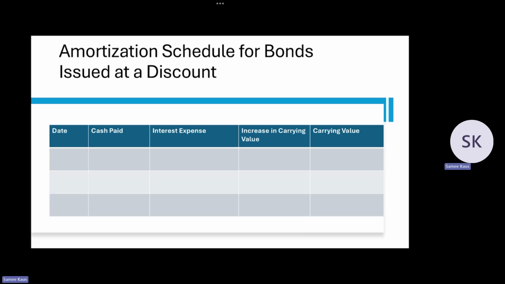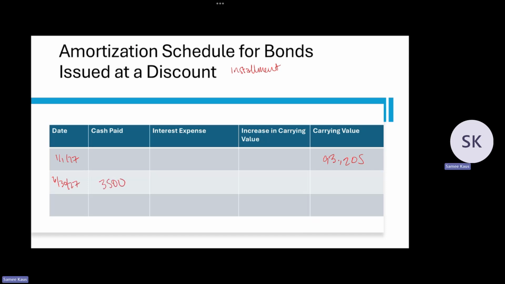So here we're going to work on an amortization schedule super quick, and this is going to look identical, right? Identical to my installment notes. Notice the similarities. I have my date, okay? So on 1/1/27, I had a carrying value of 93,205. What happened when I paid my interest?